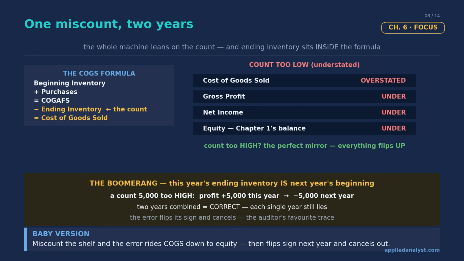Say ending inventory ran $5,000 high, profit shows $5,000 fat that year, $5,000 lean the next, and dead on over the pair, while each single year still lies. Auditors are built on this boomerang.